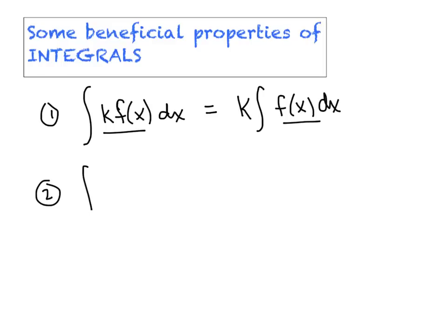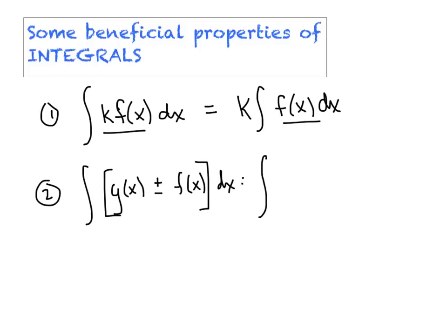The other one says if you're integrating the sum of 2 functions, maybe g of x plus or minus some other function, basically a binomial or a trinomial or something like that, you're allowed to rewrite that as the sum or difference of 2 individual integrals. So you could focus on just integrating g first, and then put all your energy into integrating f of x rather than being overwhelmed by integrating both of them at the same time.